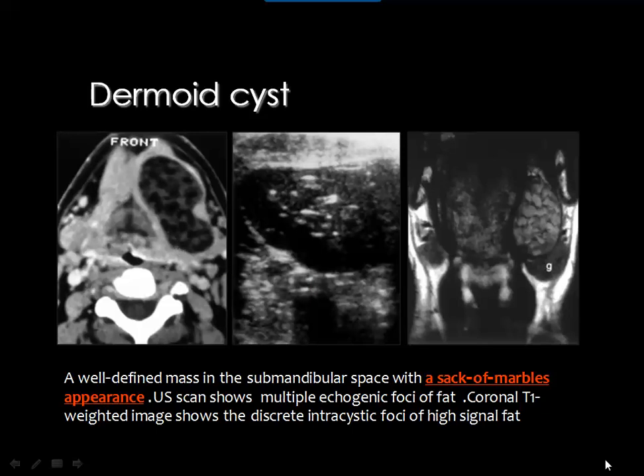Then if you see a lesion like this, and this lesion did not show the sack of marble sign, it contains simple fluid, then the diagnosis will be a ranula, which is the cyst that occurs lateral to the midline plane.